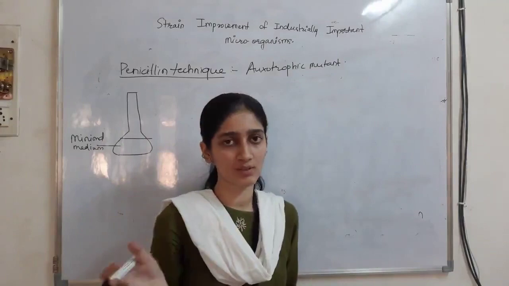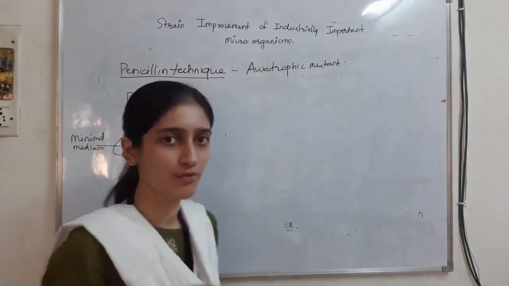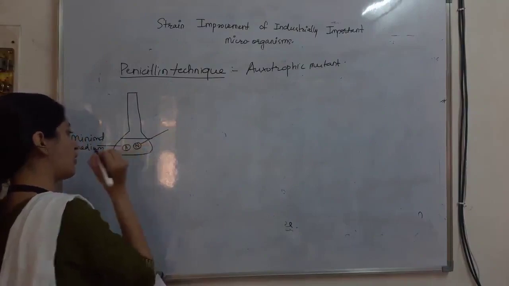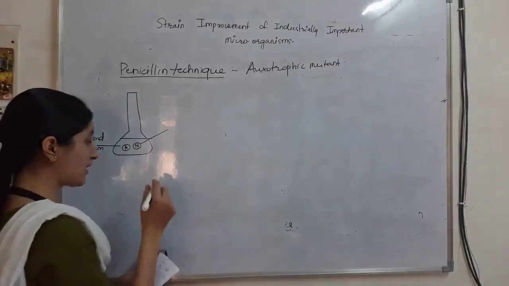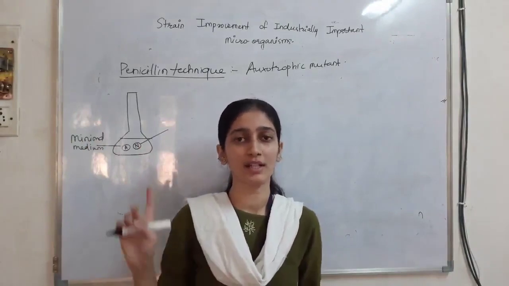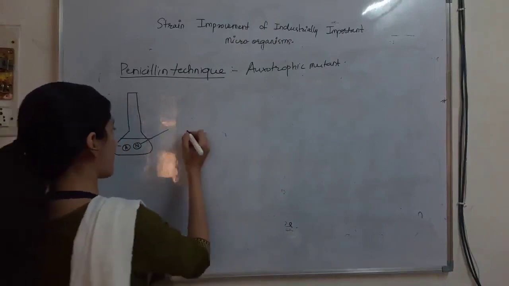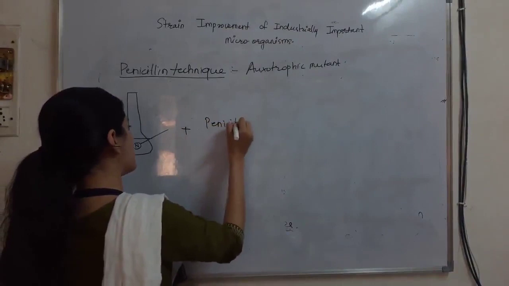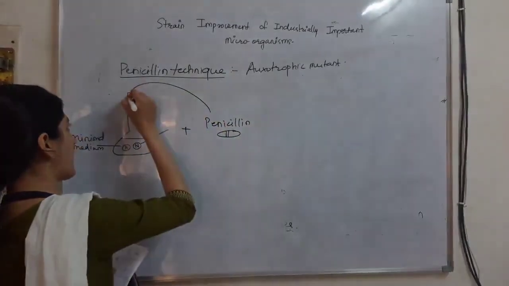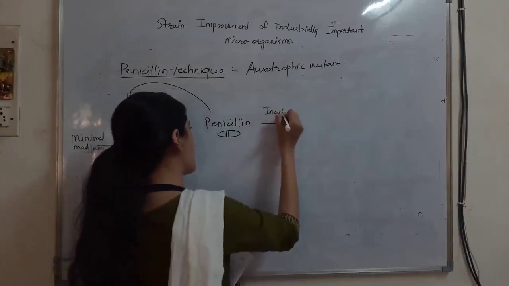We take the non-auxotrophic, that is the wild bacteria or fungus, and we add both non-auxotrophic and auxotrophic mutant. Now we don't know if the auxotrophic mutant will grow in the minimal media. So what we are going to do is add penicillin antibiotic in the same flask and let it grow. We are going to incubate it.